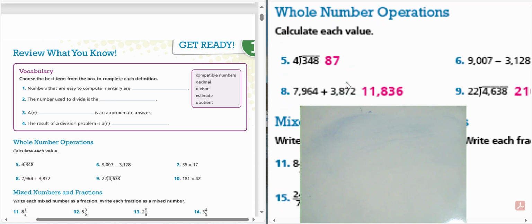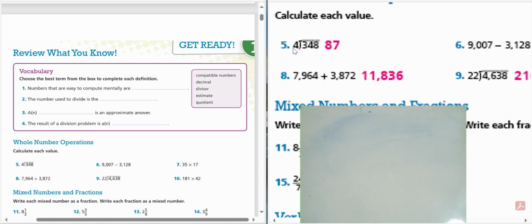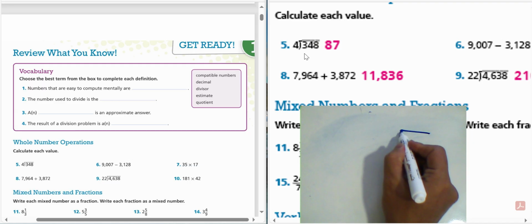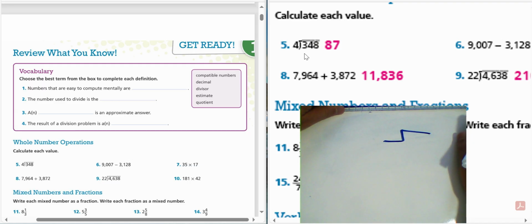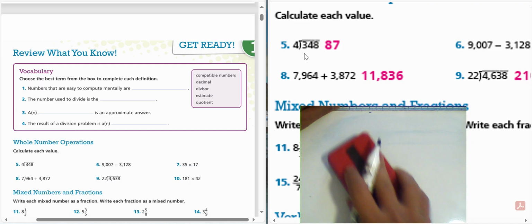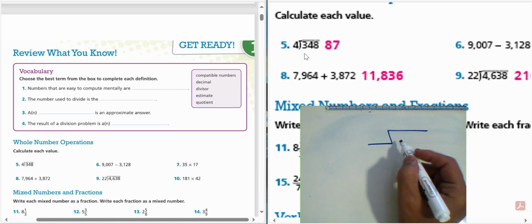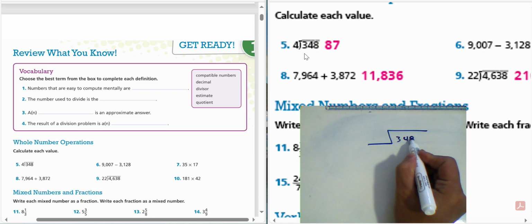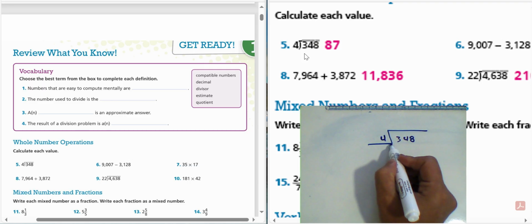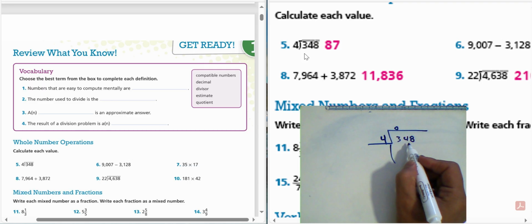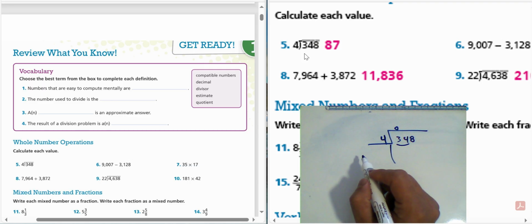Question number 5. This number divided by 4 equals what? We can use the division algorithm like this and then find the result. Write the dividend here, 348 divided by 4. 3 divided by 4, we can't do it. Then 34 divided by 4 equals what?